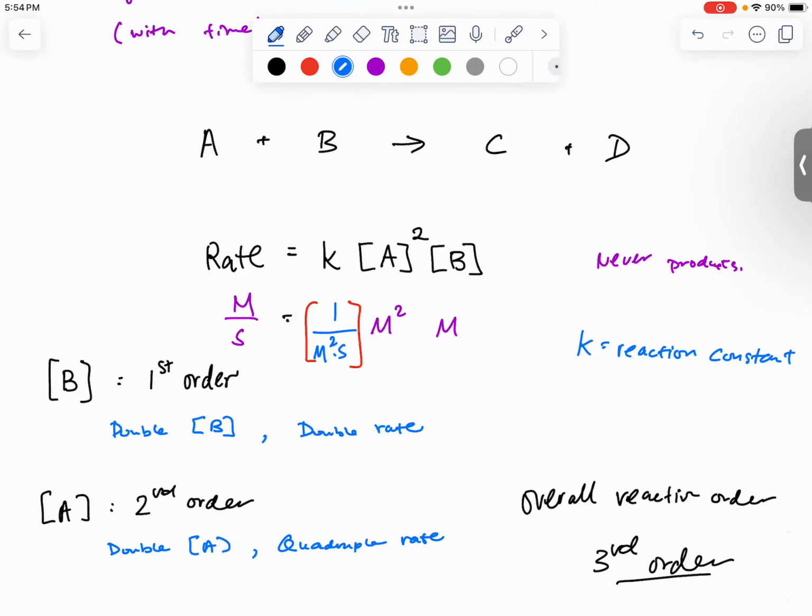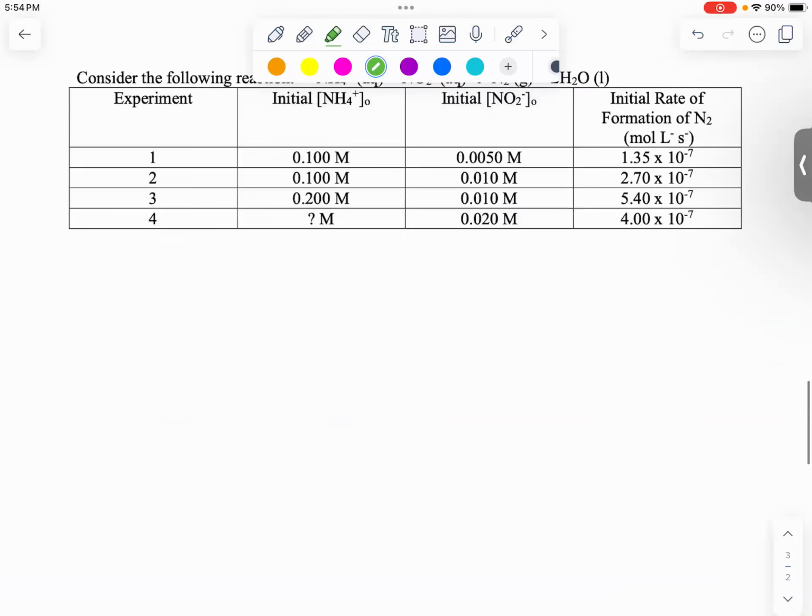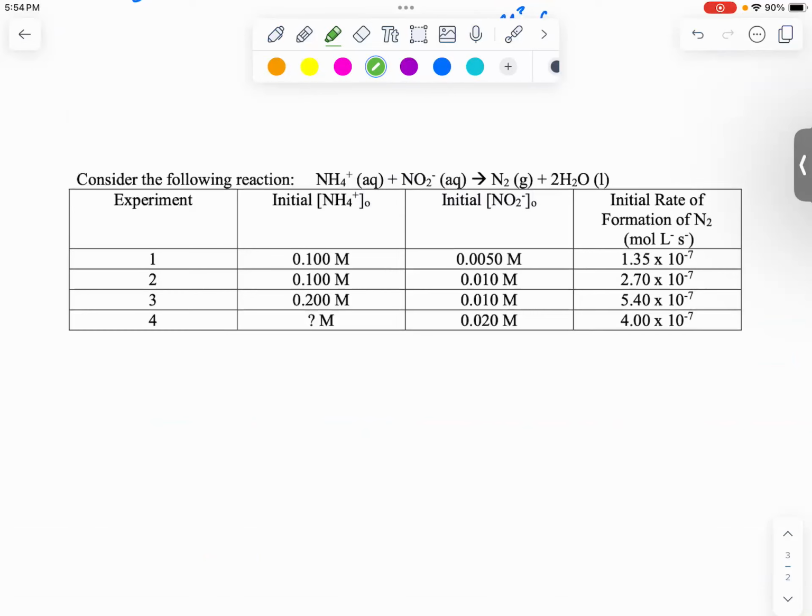So that's a rate law. And when we say the rate law, we would keep the rate as the word rate. You don't put a number right there. You can keep the K right there, unless they ask you to find it. But your job is to find out the exponents. So how do we find the exponents? Let's go ahead and take a look at this table.